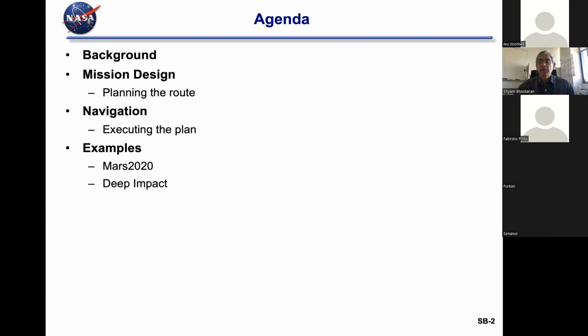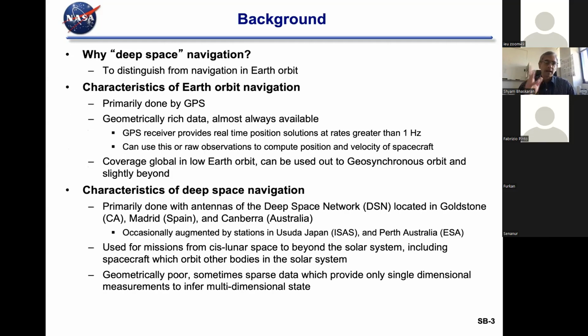And then I'll give you a couple of examples of some missions that we've navigated, just to give you a flavor of what navigation is like. So let's go to the first part of this, which is planning the route. As I said, the first step is always to, actually, I should take a step back before I do that. Why do I call this deep space navigation, not just general space navigation?